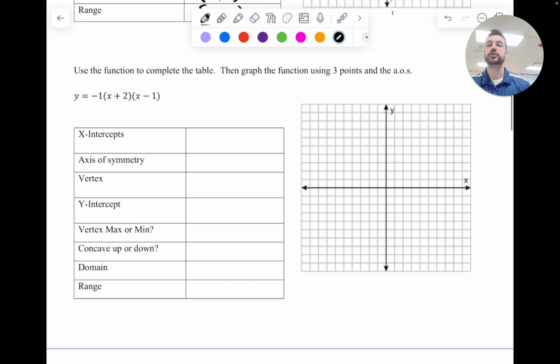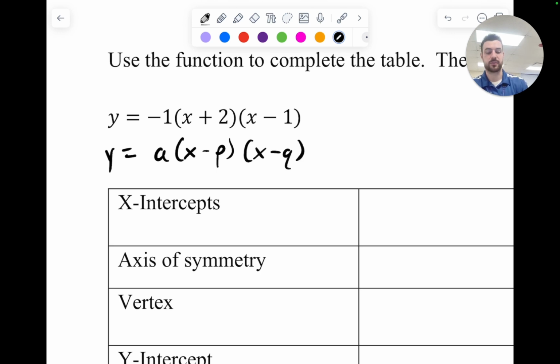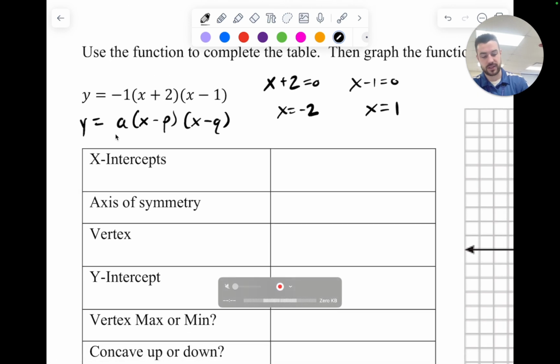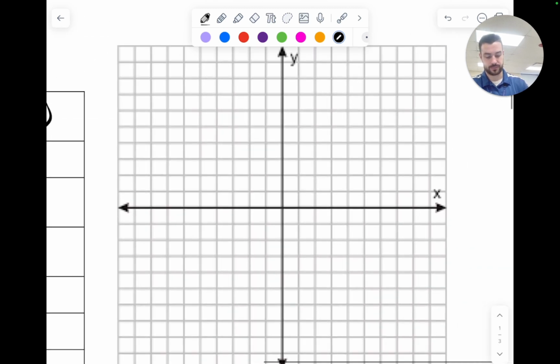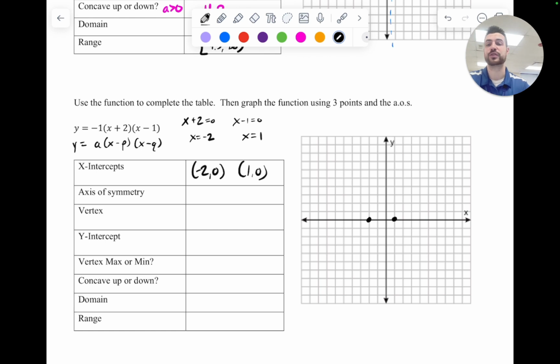Now, we can jump to our next form, which is intercept form, and we call it that because it gives us our x-intercepts. By taking each one of these, each factor we call them, and setting it equal to 0, we get our two intercepts. So our x-intercepts here are (-2, 0) and (1, 0). We've got 2 of our 3 points already.